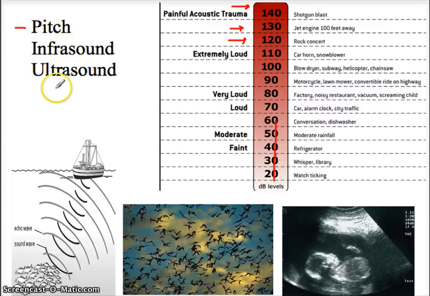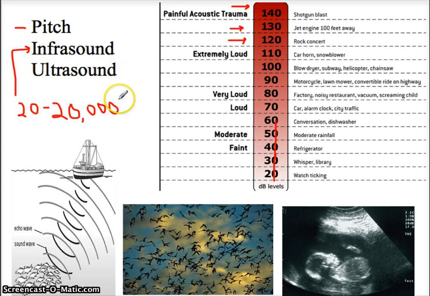Now humans, you may remember the 20 to 20,000 hertz range. Remember, hertz is frequency, and there are some sounds that we just cannot hear because we only hear in this hertz range. Below 20, those sounds are labeled as infrasound. If you get above 20,000, those sounds are labeled as ultrasound.